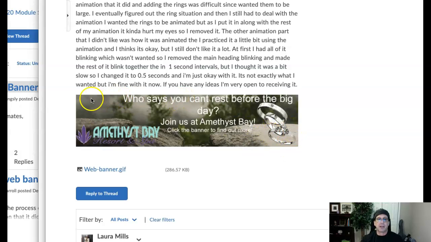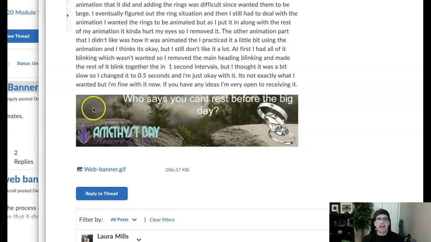Okay, then over here, right about here or so, we'll say, who says you can't rest? And then the second line, before the big day. That's your headline. So you don't want to span the headline and then include one word on a separate line. So we'll think about the best cadence. So who says you can't rest before the big day?